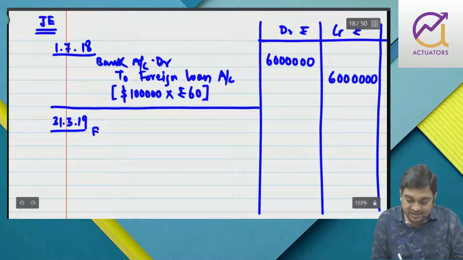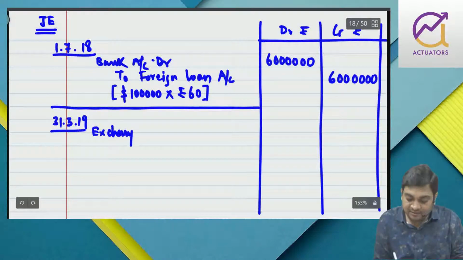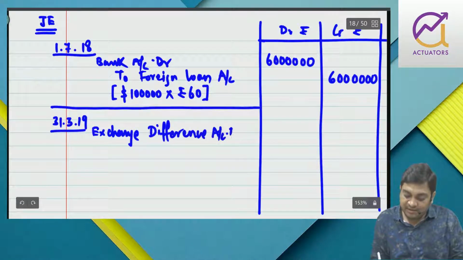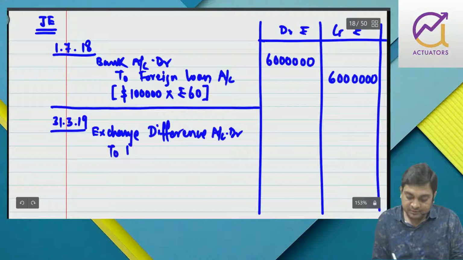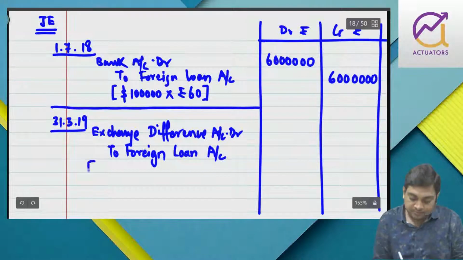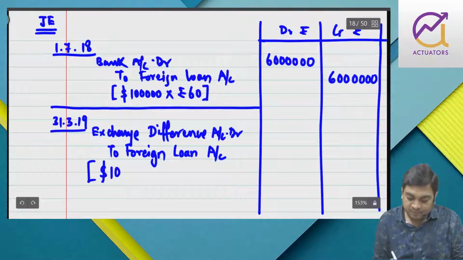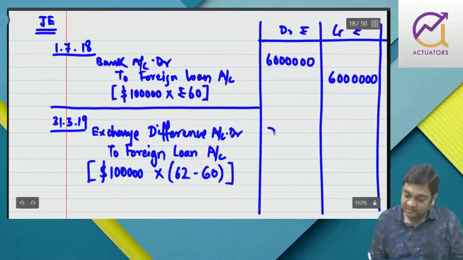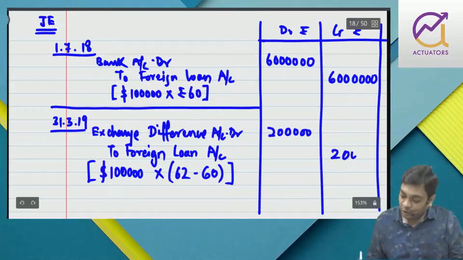It has increased. So I'll write: exchange difference account debit, to foreign loan. $1 lakh. If I settle, I have to pay 62. Initially it is recorded at 60. So 2 lakh rupees loss I have to report.